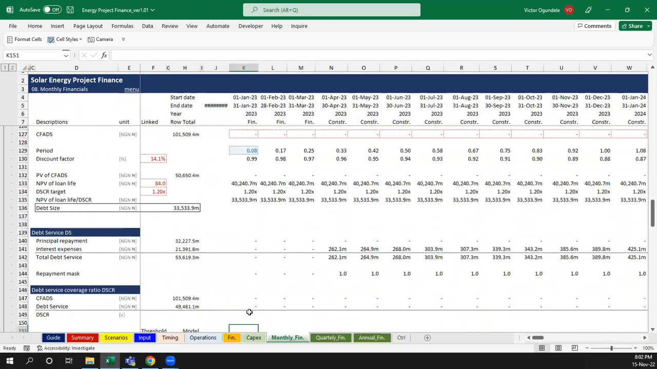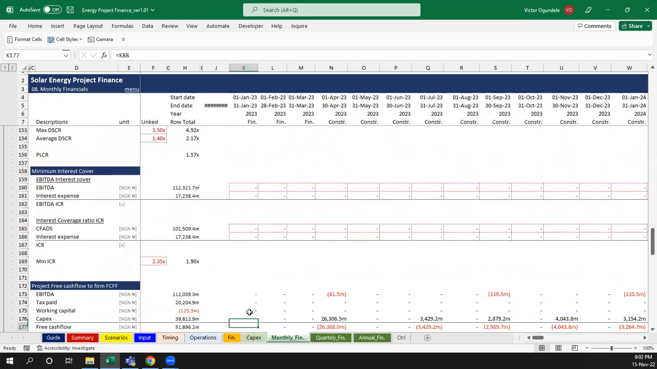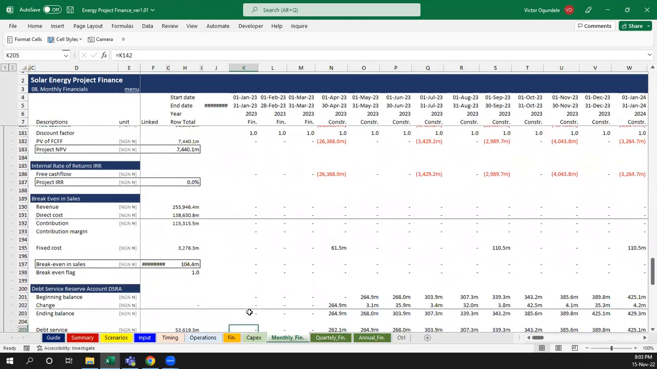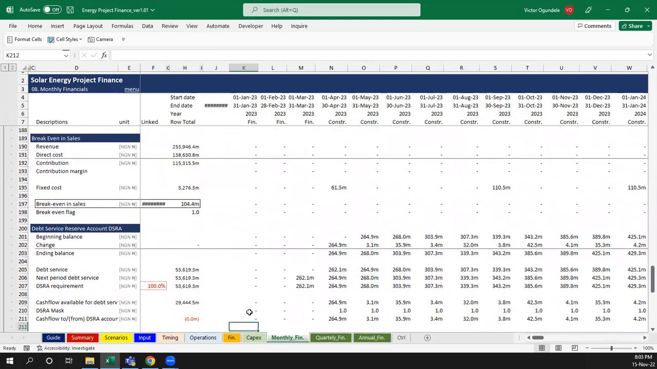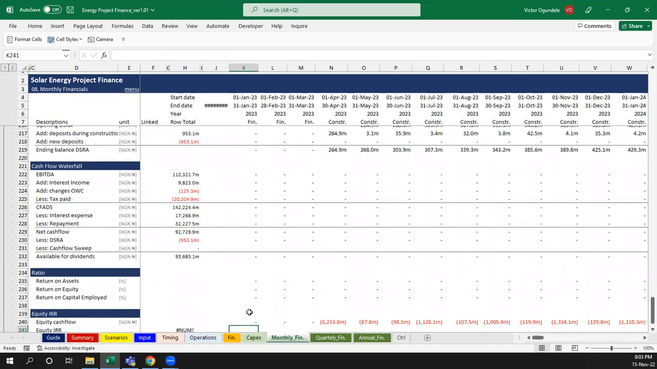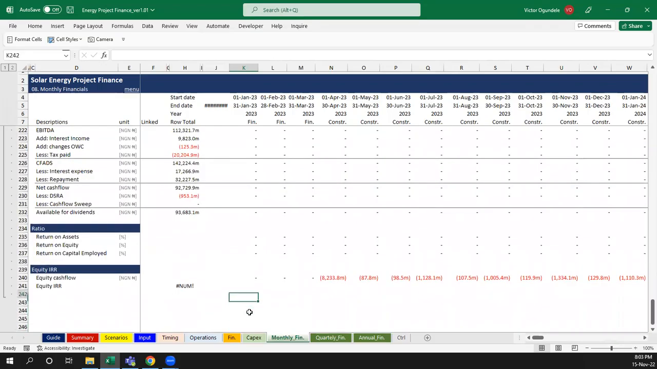We have your debt service, your repayments, then you calculate your debt service coverage ratio, your minimum interest, then the project cash flow, which was used in getting the NPV, our internal rate of return, our break even in sales and the break even period, and also the debt service reserve accounts. And we have our cash flow waterfall that was built into the model, the ratios, and also the equity IRR.